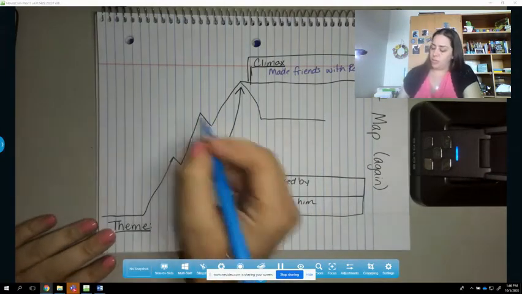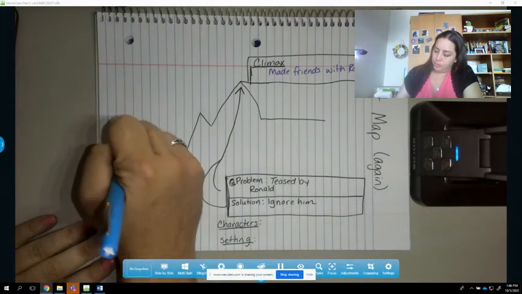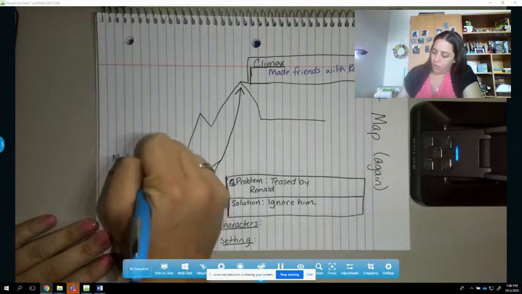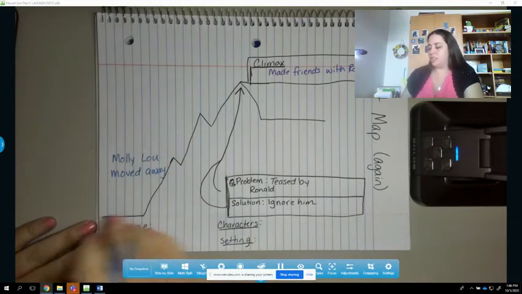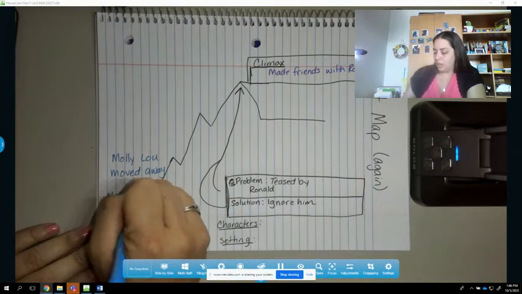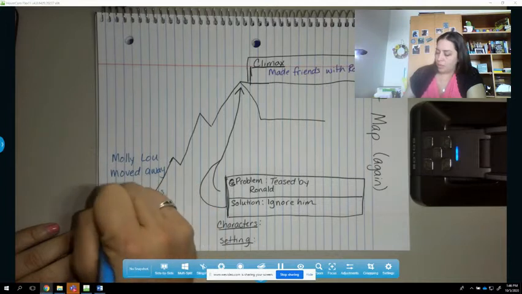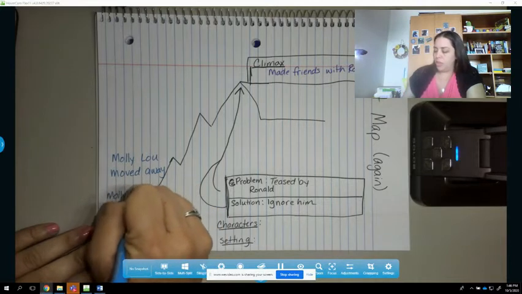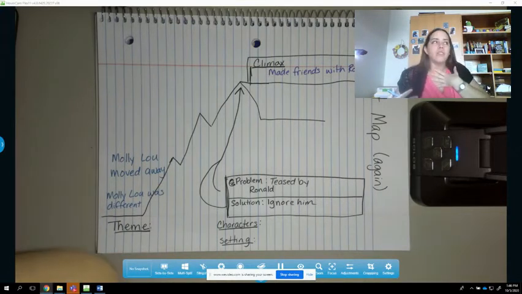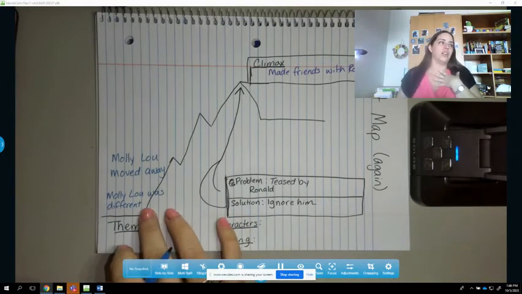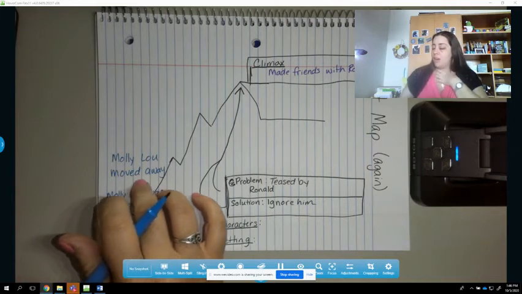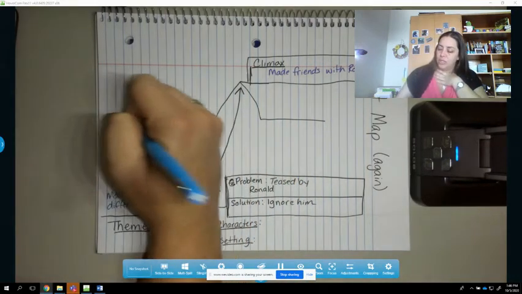So our first problem is that Molly Lou Melon moved away. So her first problem, well, I guess we should start, Molly Lou was different. So remember, she had the big buck teeth. She smiled really big. She couldn't sing very well. So Molly Lou was very different, and her grandma kept telling her it was okay. And then Molly Lou moved away, and part of that was that grandma wasn't there anymore.